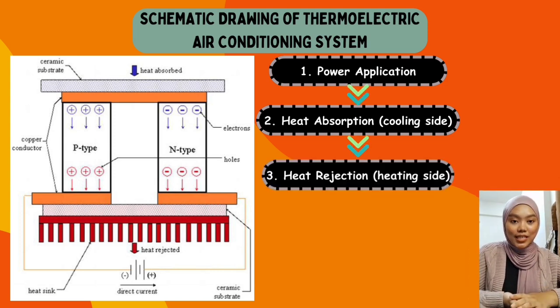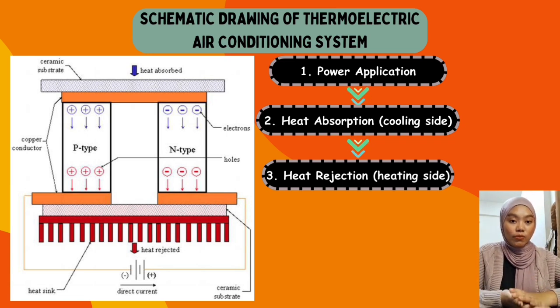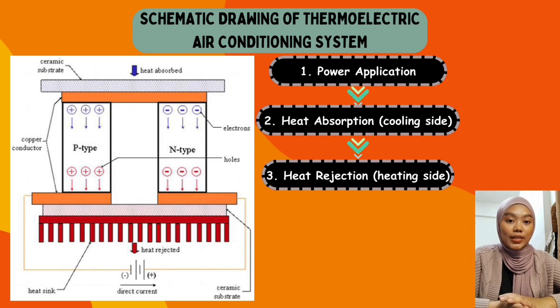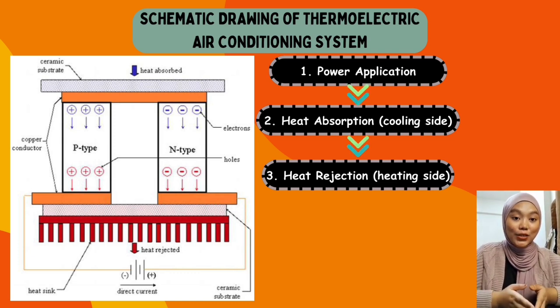So, the next step is heat rejection. The electrons will release the energy as heat when they move back from the N-type material to the P-type material on the other side of the module. And this side of the module will become hot and the heat needs to be dissipated to the external environment. So the heat sink and fan are used on this side to facilitate efficient heat dissipation.